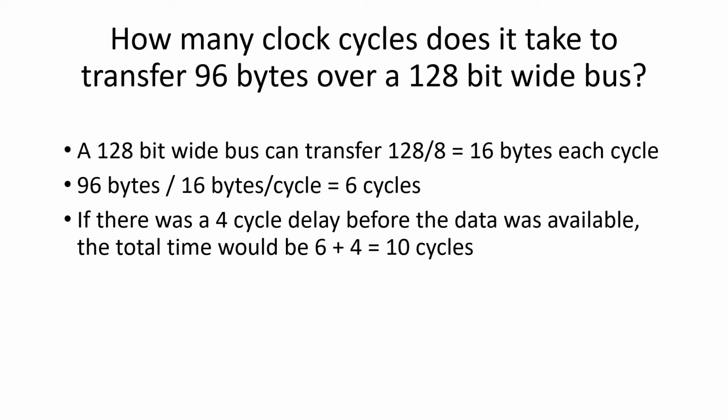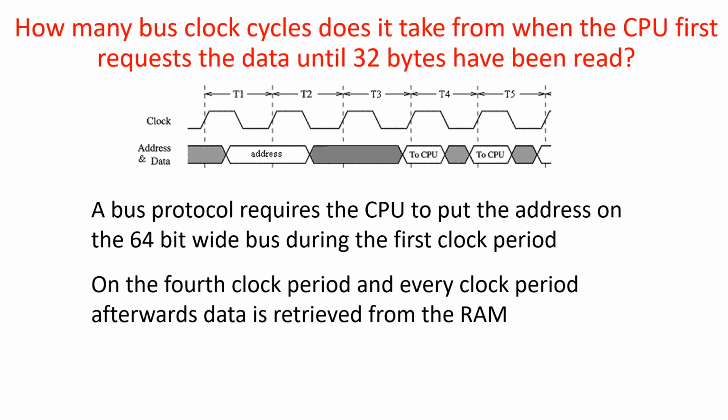And then we might wonder, how long does it take to transfer that information across a bus? Well, in this example, we want to transfer 96 bytes over a 128-bit wide bus. 128 bits divided by 8 gives you 16 bytes per cycle. And 96 bytes divided by 16 bytes per cycle means it takes 6 cycles. Now, if there's a 4-cycle delay before we start transferring data, that's 4 wait cycles, and you add the 4 wait cycles to the 6 cycles of transfer, and you get a total of 10 cycles.